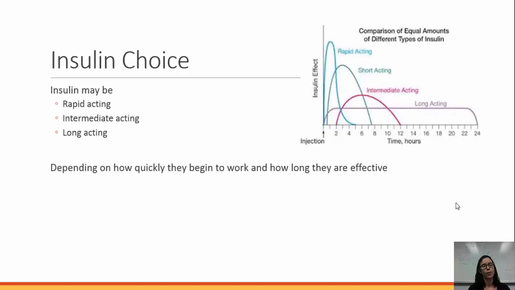Okay, so when insulin is given exogenously, it can either be rapid acting, intermediate acting, or long acting. Here, in this graphic, they also have a short acting one. And really, it's just classified according to how quickly they begin to work and how long they're effective.